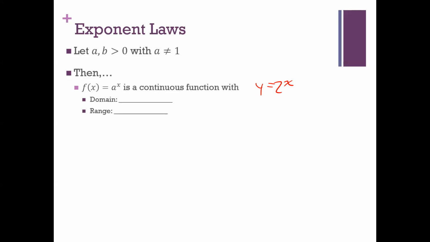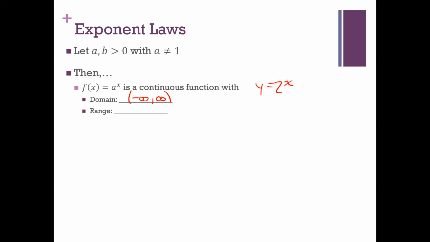So what's the domain of this thing? And by the way, I'm saying a is any number that's positive, but not 1. Garrett? It could be any real number, right? There's no way to really violate this thing. So the domain, in interval notation, is negative infinity to infinity.